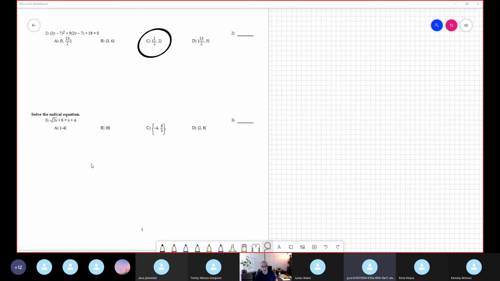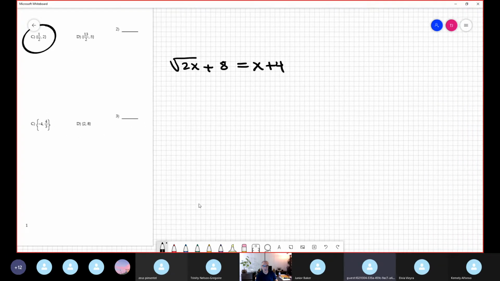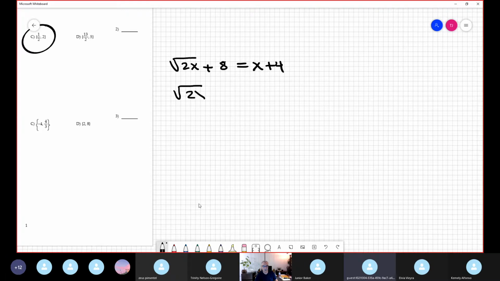The question number 3 is obvious. It's a radical equation. Remember chapter 1, radical equation. Square root of 2x plus 8 equals x plus 4. Okay, how do you solve that? Well, step number 1, isolate the radical. So, square root of 2x is equal to x plus 4 minus 8.